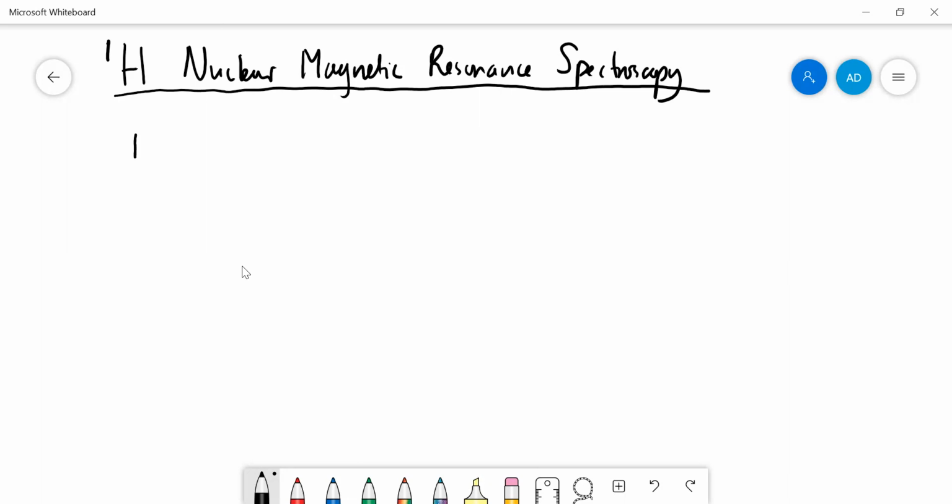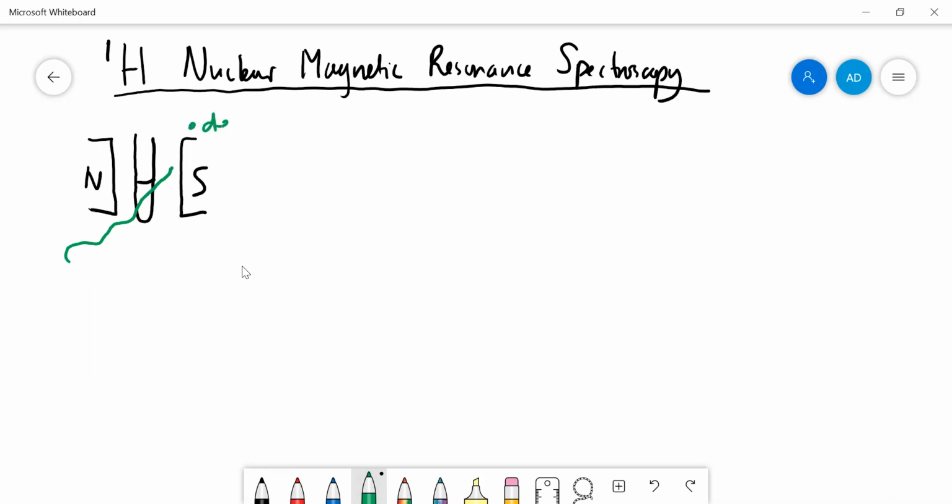Very briefly, you get a sample. Your sample is placed in a very strong magnetic field, and then radio waves are shone through the sample, and there's a detector there, and hydrogen nuclei in the sample will absorb the radio waves.